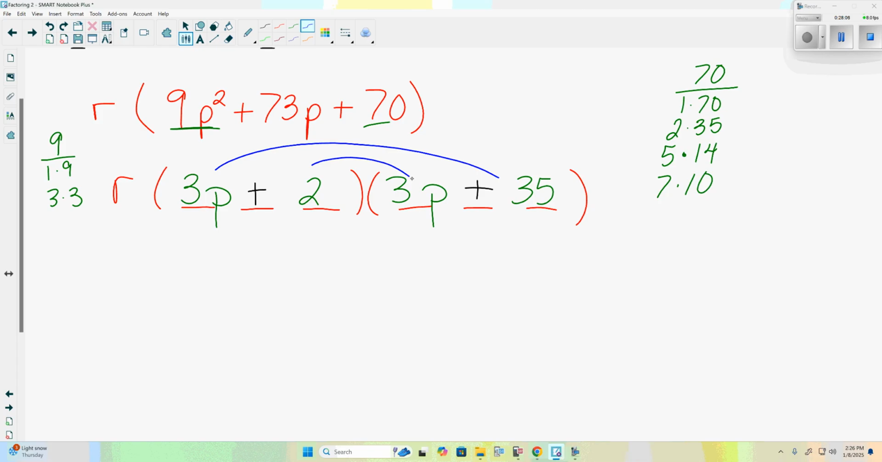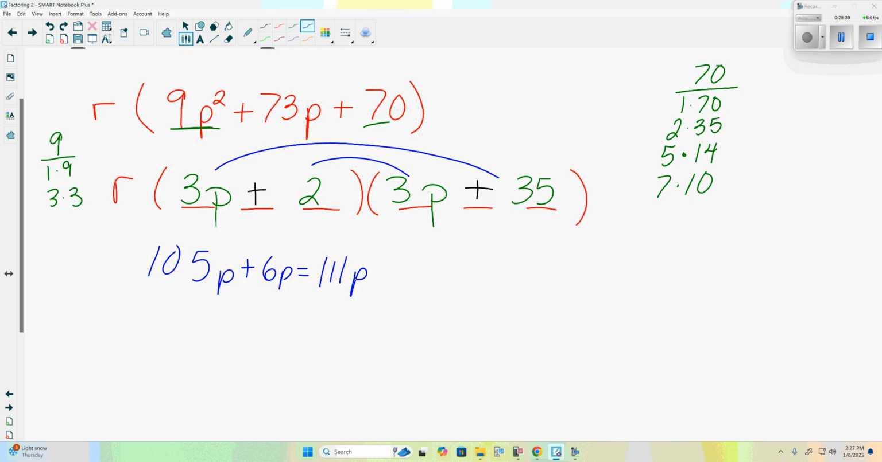And try this here. Now 3p times 35 is going to be 5 carry the 1, 105, 105p. 2 times 3p is 6p, which gives us 111p. Might be a little big. Yes. So we could swap the 3 and 3 for 1 and 9.